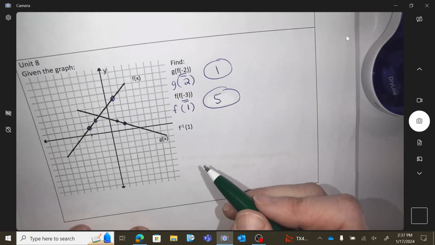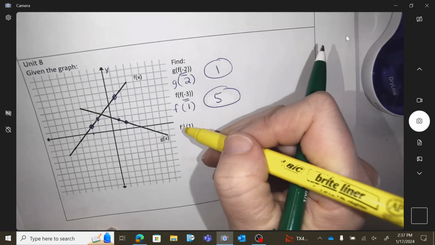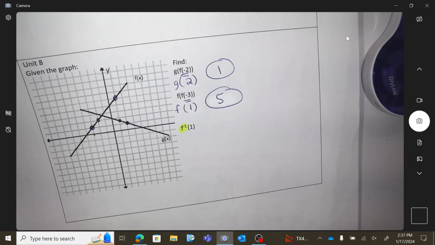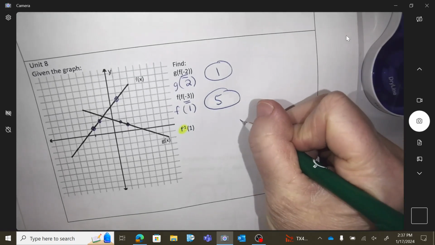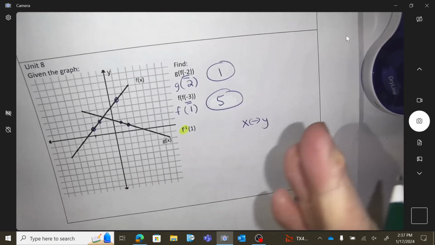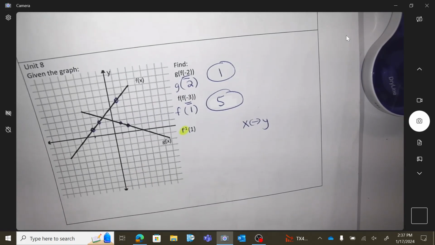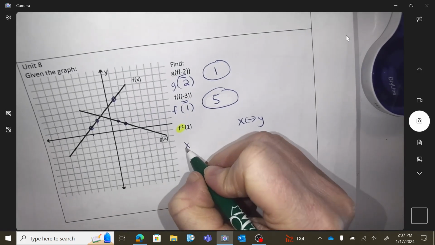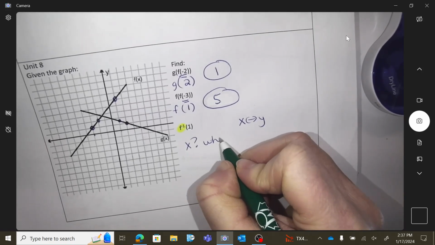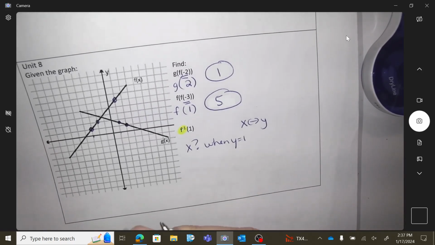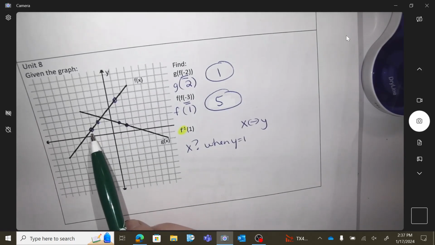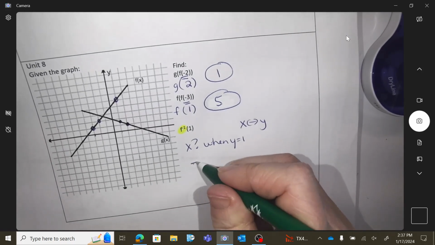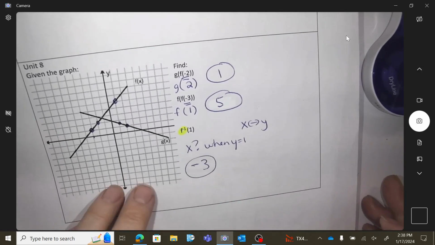Okay, so this one's different because I have the inverse symbol, right? Inverse. So what does the inverse symbol mean? X and Y are switched. So really what I'm saying is, what is the X when Y is 1 this time? So I'm going backwards. So at a height of 1, your X value is -3.